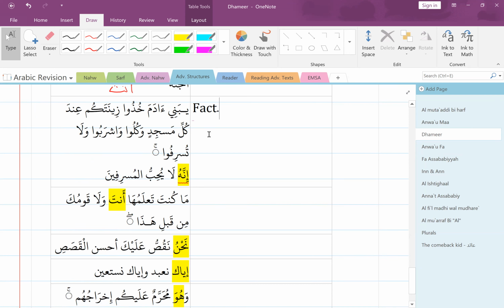Is that example clear? Why not certainly? Alhamdulillah. You can also say certainly. Obviously, when you're translating inna, you would say certainly. Certainly, the fact of the matter is, he doesn't like musrifin.